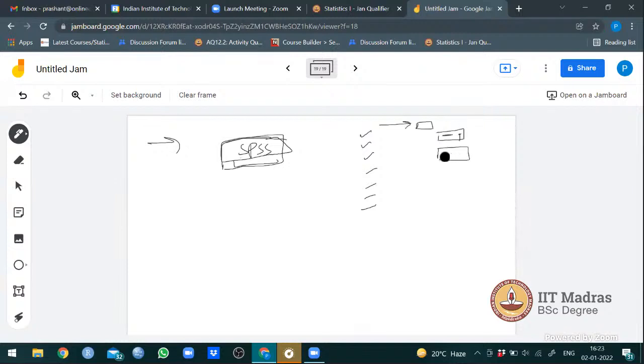It also depends on your type of analysis, which type of study you want to do. Okay, fine, understood. Any other doubt, or should we close this session?